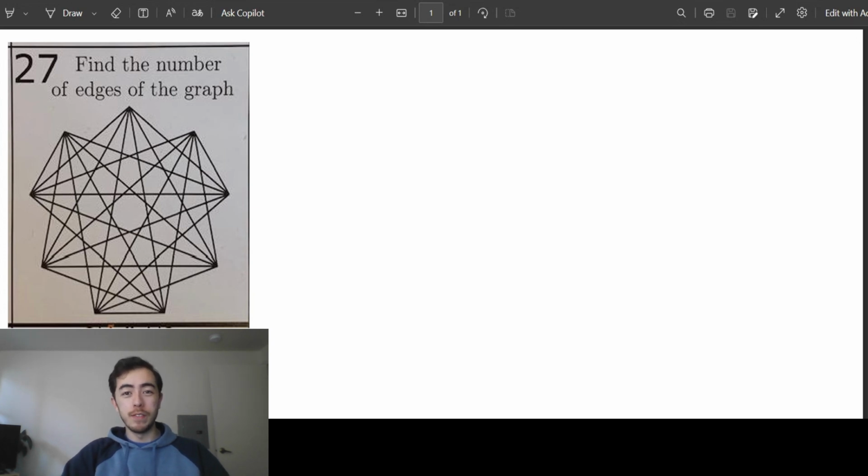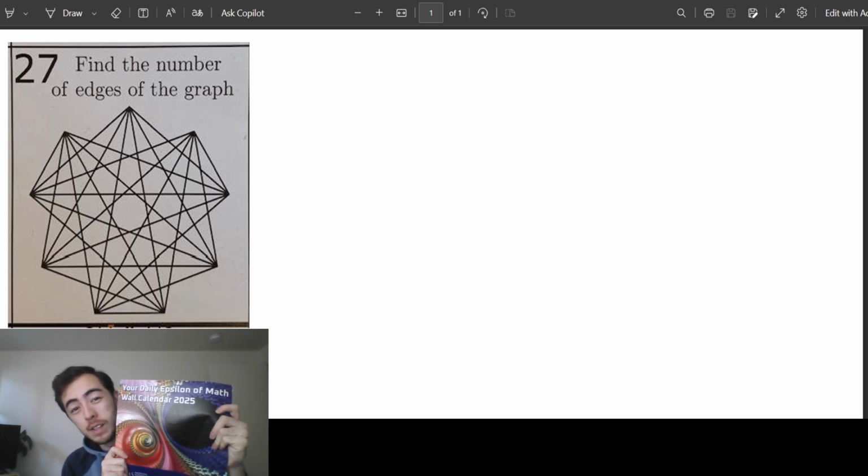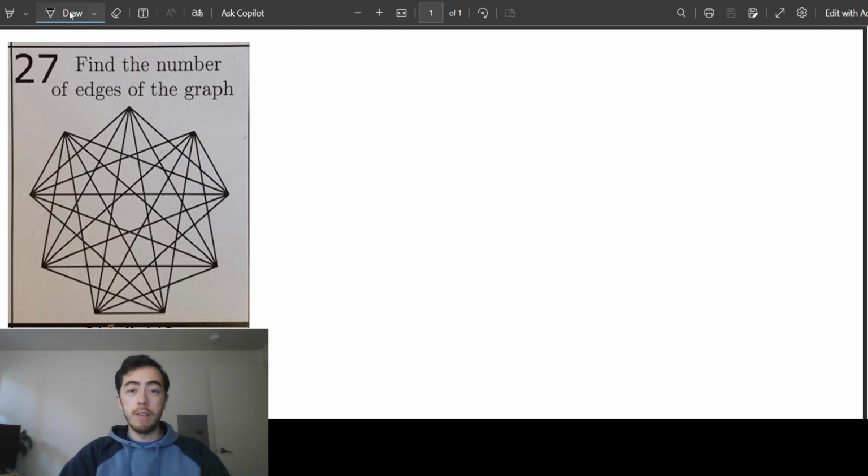Today is October 27th, and we're solving problem 300 from the Daily Epsilon calendar. All we've got to do today is show that we have 27 edges on this graph. A little bit of graph theory vocab here. An edge is essentially just a line segment that connects two points. These points are called vertices, and the number of edges attached to a vertex is called that vertex's degree.